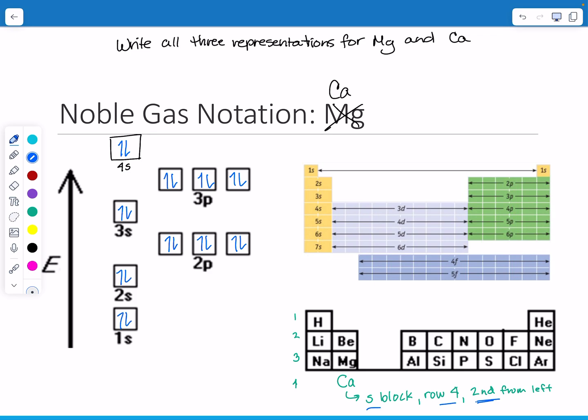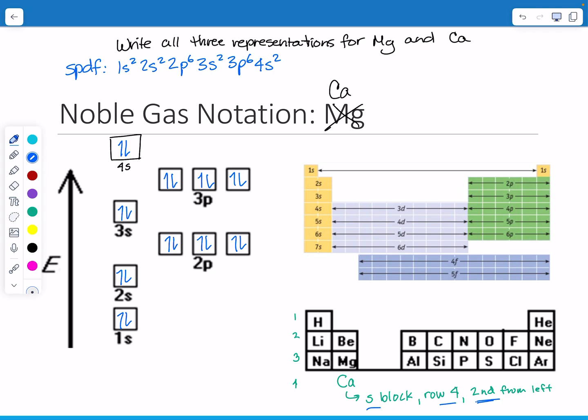All right, so if we do SPDF notation, it's going to be 1s2, 2s2, 2p6, 3s2, 3p6, and 4s2. So you can see, even just going one row down, these things start to get longer and longer. All right, what check did I forget to do?